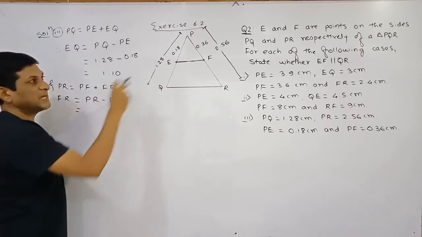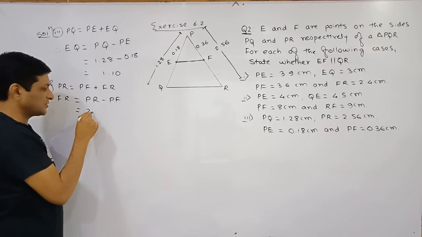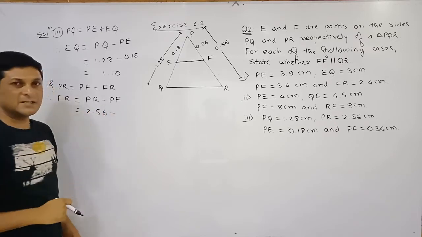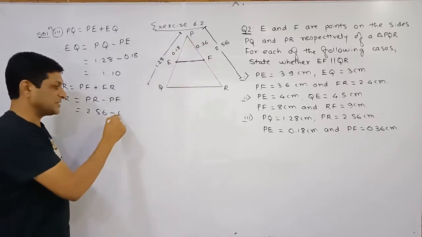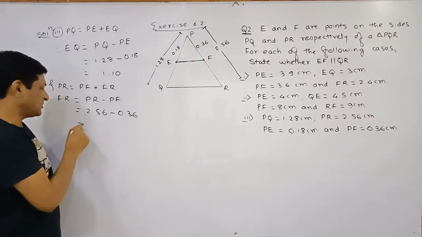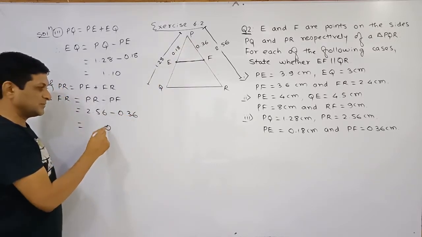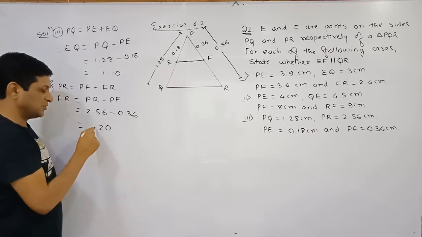What is the value of PR? It is equal to 2.56. 2.56 minus PF. PF is equal to 0.36. Now take the difference. 6 minus 6 will become 0, 5 minus 3 will become 2, keep 2 as it is, and 2 minus 0 will become 2.